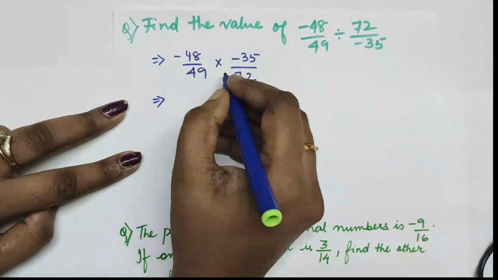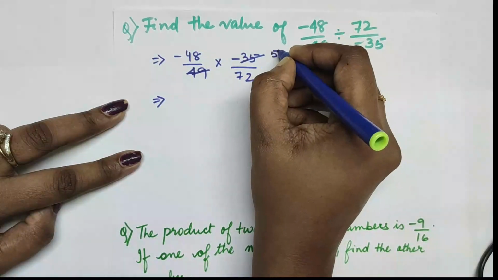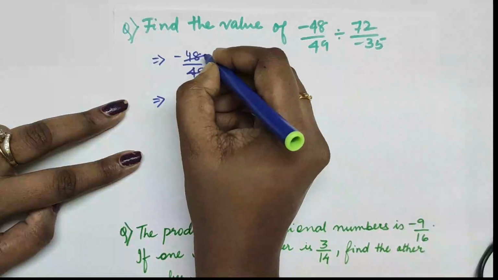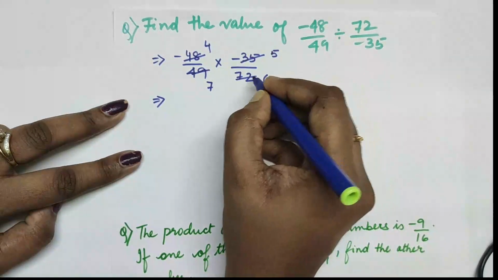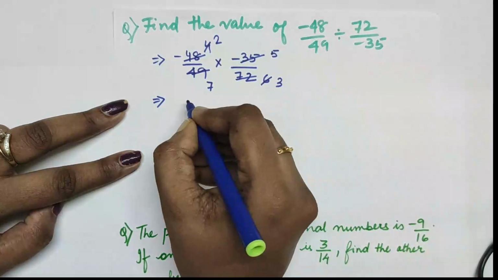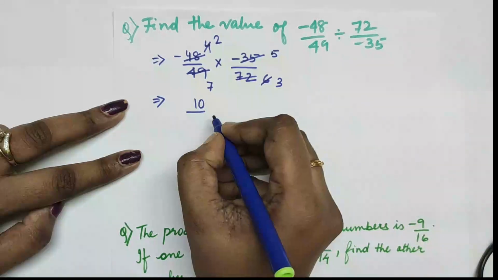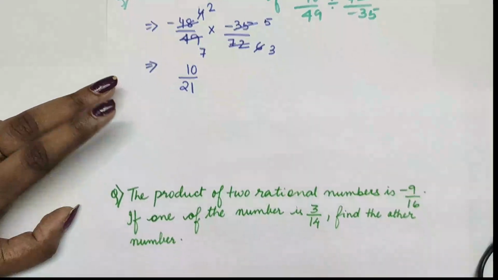So just see if you can reduce anything. So here it is reducing by 7: 5 sevens are and 7 fives are, 12: 4 twelves are and 12 sixes are, 2: 2 twos are and 2 threes are. So we are left with minus plus 10 and 7 into 3, that is 21.